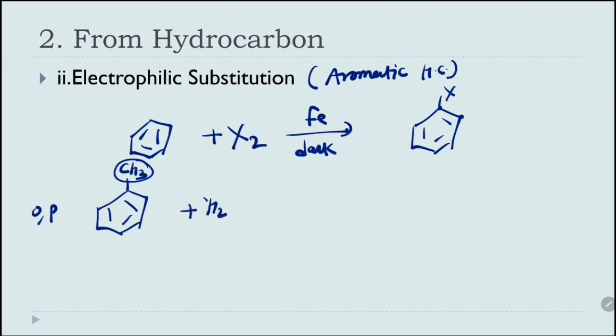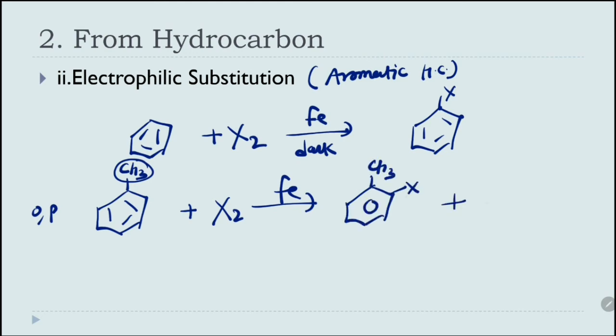So when we react it with halogen in presence of iron, it will give both ortho product and para product. Now which product will be formed in major amount? Obviously the para product, because in para the steric hindrance is minimum. So para product is always formed in the major extent.